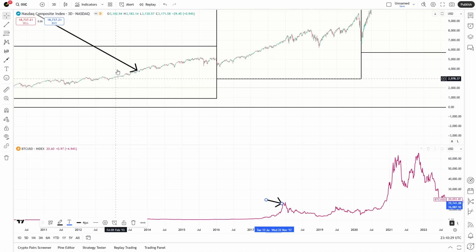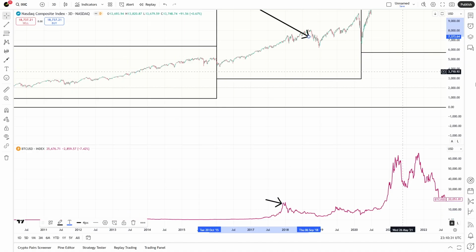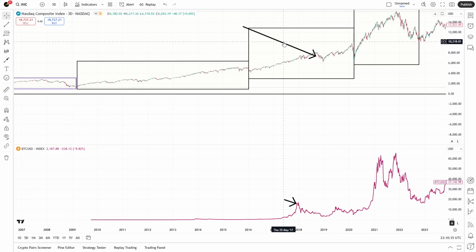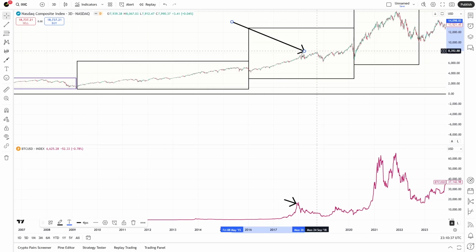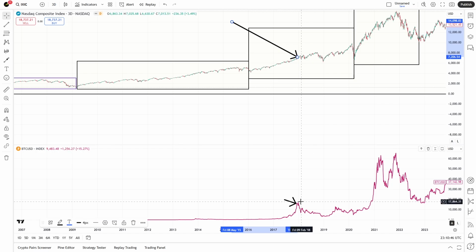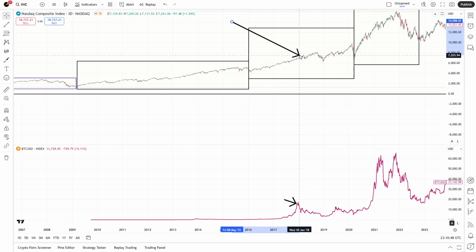So the next one is in 2017/18, and we are now in the second wave of the bull run structure, of the macro structure, for the NASDAQ. And it takes place, this time a little further up. It peaks out right before the NASDAQ goes into kind of a sideways moment.